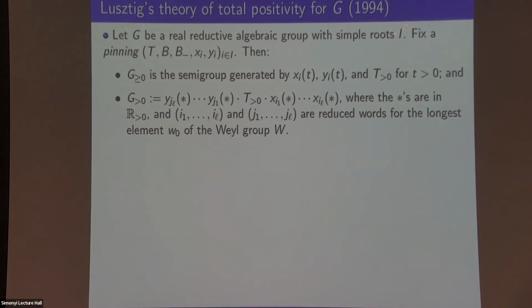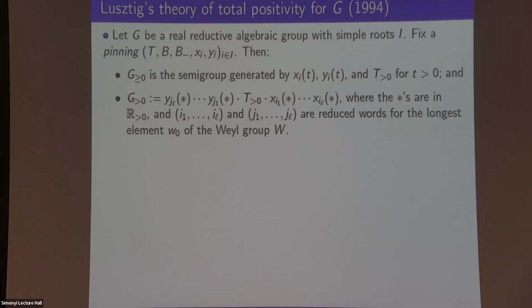So what we do is we fix the set of simple roots I and take a pinning. That basically means we fix two opposite Borels, B and B minus. T is the maximal torus, which is their intersection. And then we have these x_i's and y_i's. For each simple root i, we take an embedding of SL2 inside our group, and then x_i and y_i are given as on the previous slide. If you don't know what this means, that's okay. But the point is everything generalizes very naturally.